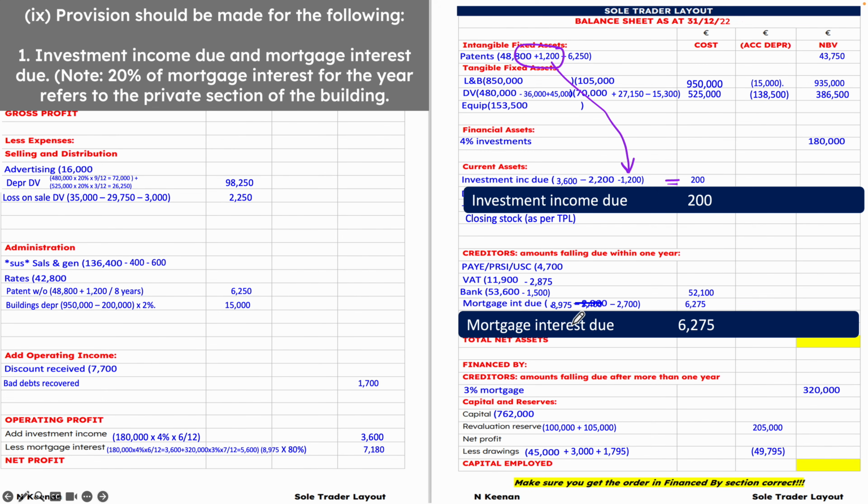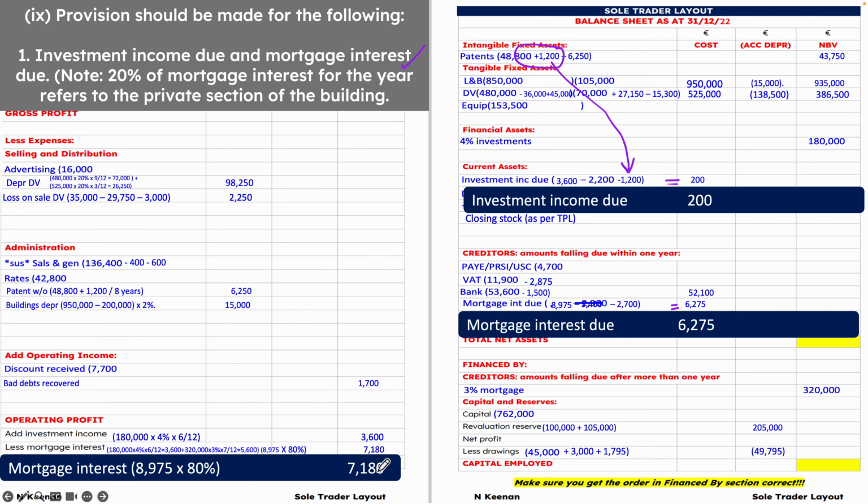And then in the mortgage interest, we had 8,975 total, but then we take away the amount that we actually had paid, which was 2,700, and that gives us 6,275. So that's that all totted up. So that's the first part there. But then it says, note, 20% of mortgage interest for the year refers to the private section of the building. So we had 8,975. That was the total amount of the mortgage interest for the year.